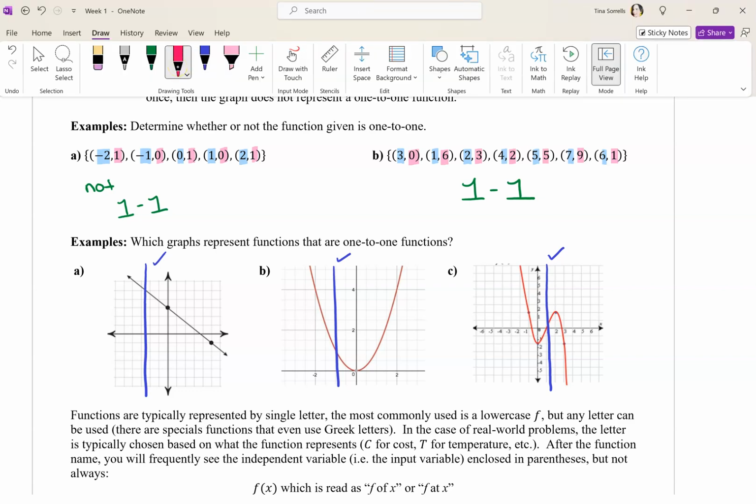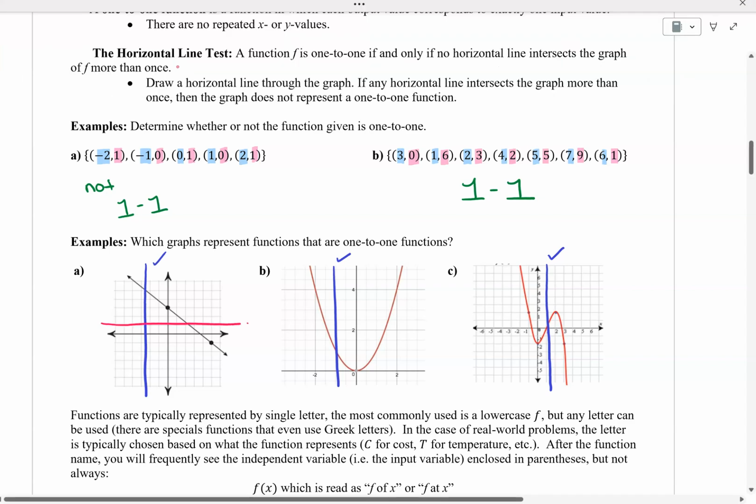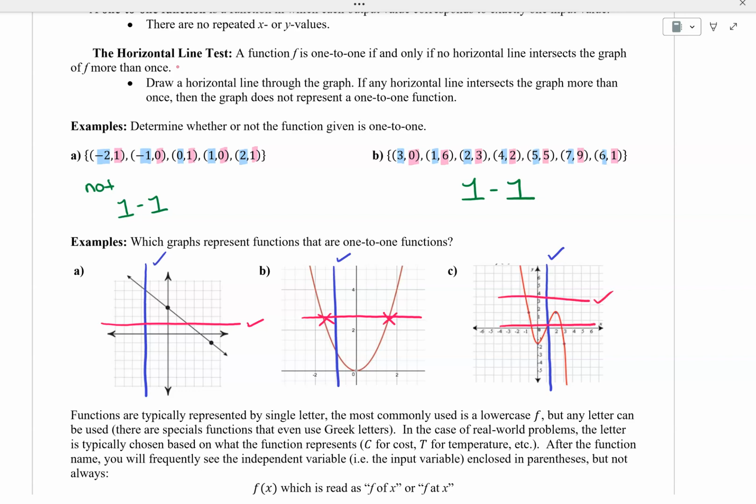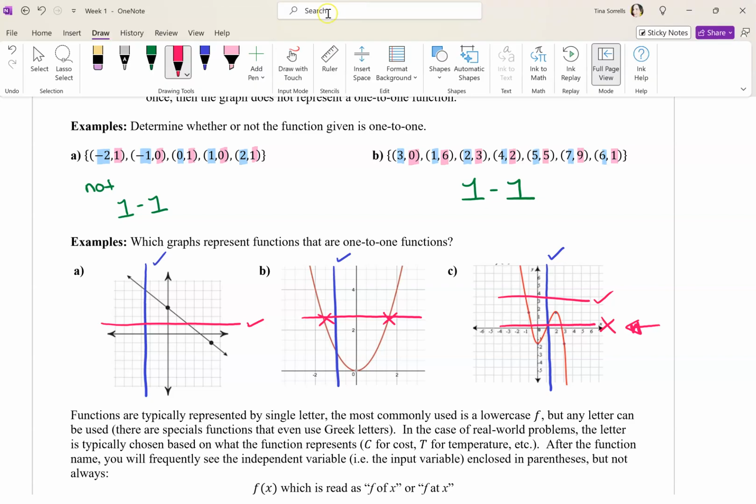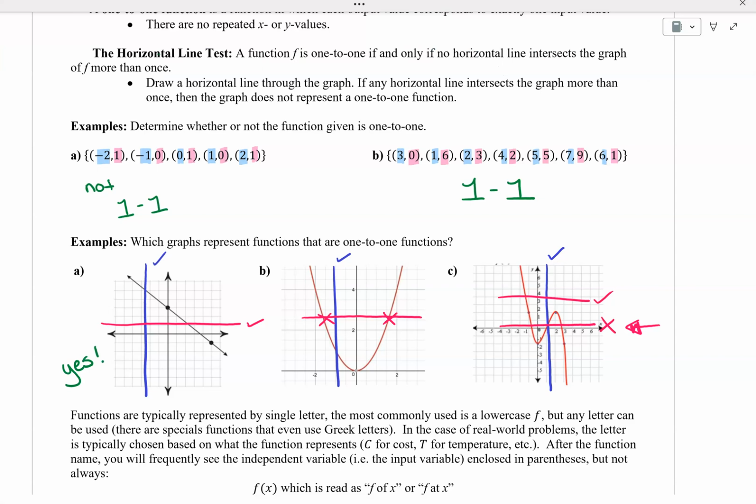Now we're going to do the horizontal line test. Passes, fails. It could pass here, but it fails here. So this one trumps it all. Okay, so therefore, yes, this one is 1 to 1. This one is no for 1 to 1. And this one is no for 1 to 1.